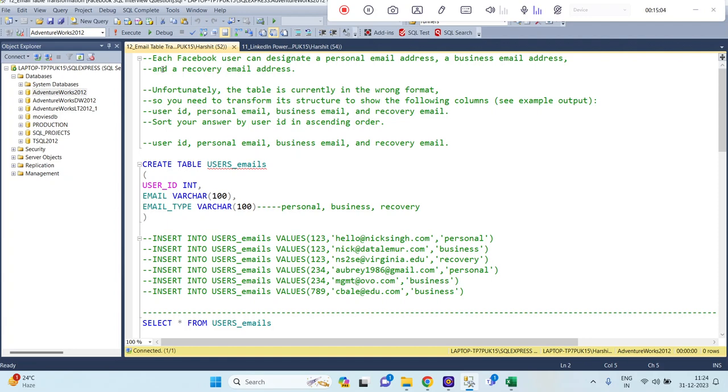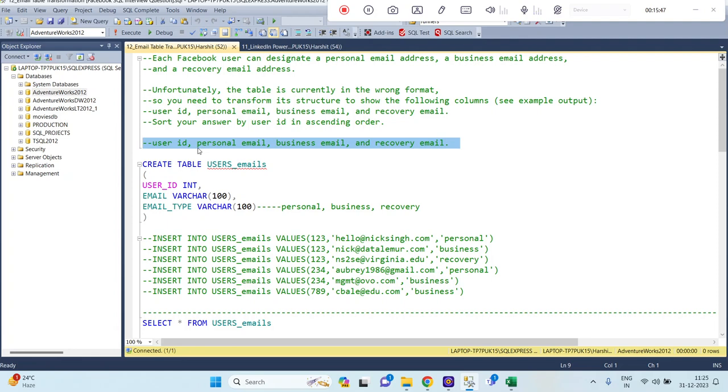Each Facebook user can designate a personal email address, a business email address, and a recovery email address. Unfortunately, the table is currently in the wrong format. So you need to transform its structure to show the following columns: user ID, personal email, business email, and recovery email. Sort your answer by user ID in ascending order. So this should be our result set.